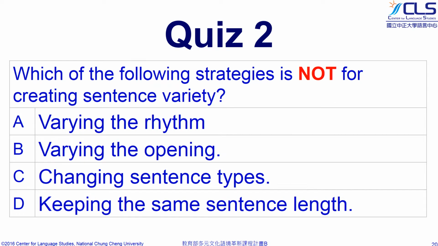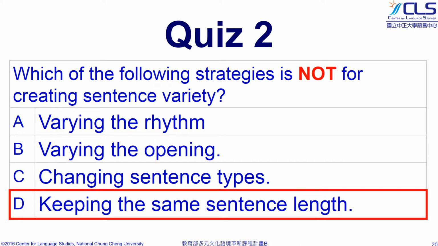Which of the following strategies is not for creating sentence variety? Can you find out the answer? Yes, the answer is D. The other three are all strategies for creating sentence variety.